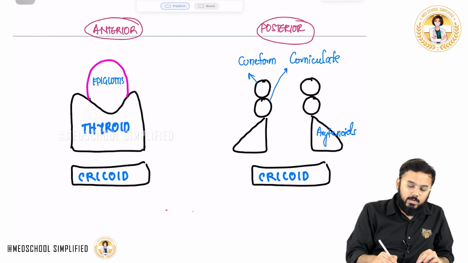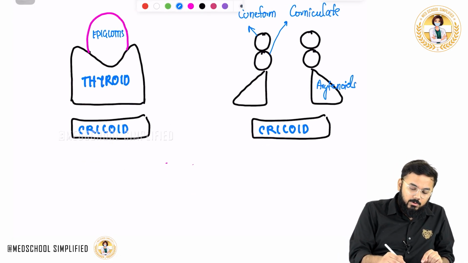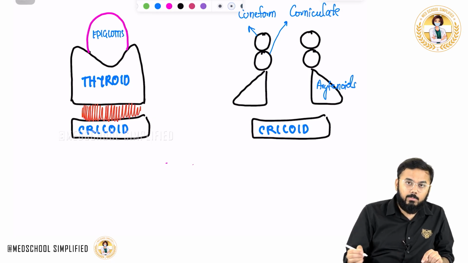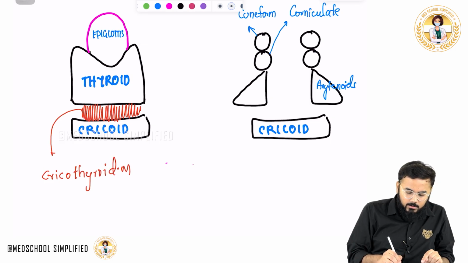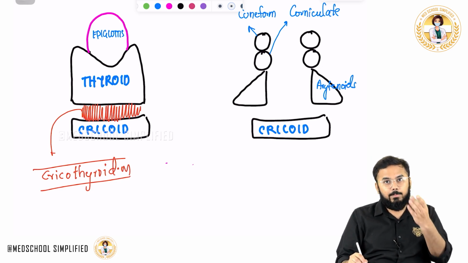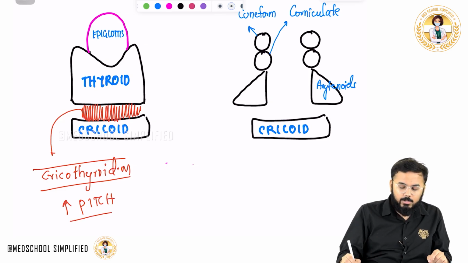Now, what is this view? That is a posterior view. Now, if there is a muscle that is present between your thyroid as well as a cricoid, this muscle is called the cricothyroid muscle. What is the use of the cricothyroid muscle? The cricothyroid muscle is useful to increase the pitch of your voice.